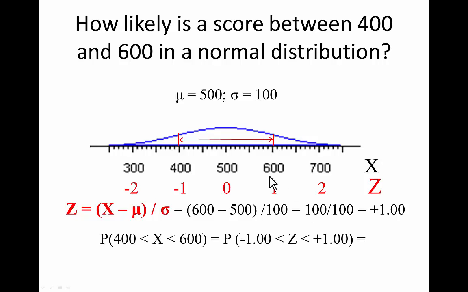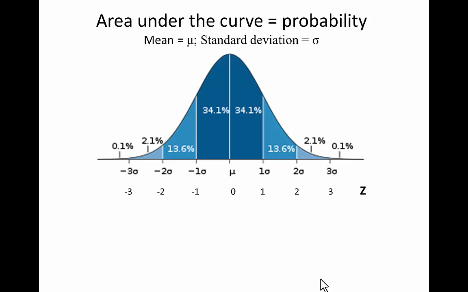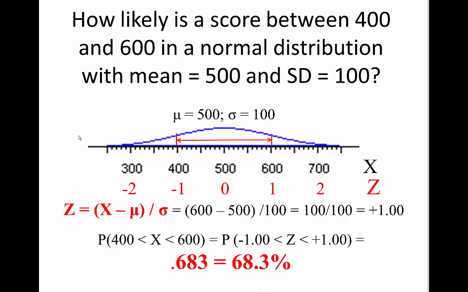Now we can find the probability of finding a z-score between 1 and -1, which is equivalent to having an x-score between 400 and 600. Well, what is that probability? We can go to our standardized normal distribution and look at what percent of the scores fall between one standard deviation above the mean and one standard deviation below the mean, and it's about 68%. So the answer to our question is that about 68% of the scores we would expect to fall between 400 and 600. Now let's take a look at some computer programs to help us calculate those numbers.